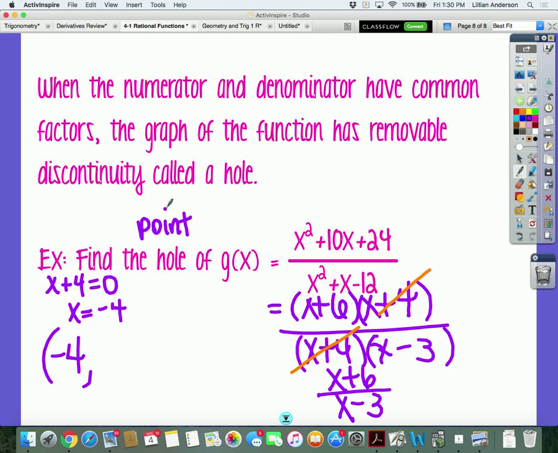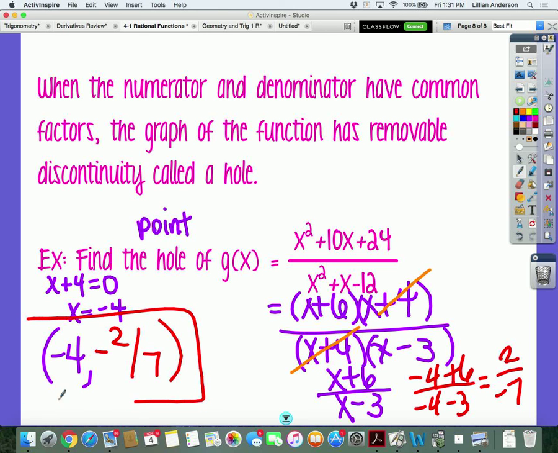How do you find the y coordinate? Plug that value into the simplified form. Not the original. If you plug it into the original, you're going to get 0 over 0 every time. So you plug it into the simplified form. -4 plus 6 over -4 minus 3. What's -4 plus 6? 2. What's -4 minus 3? -7. And so your y coordinate is -2 over 7. That's where it's located. And those are your properties of rational functions.